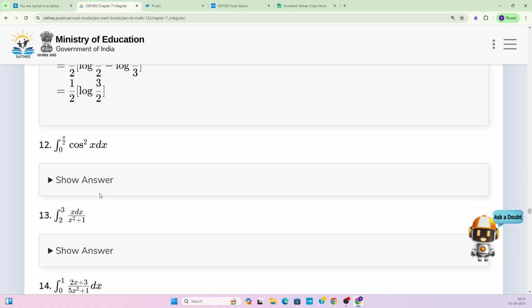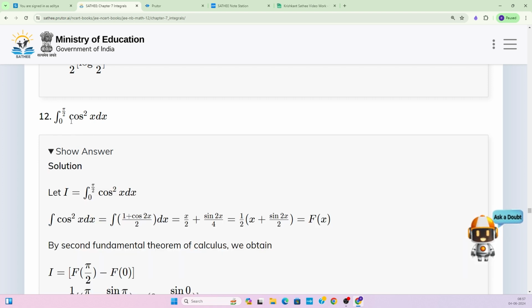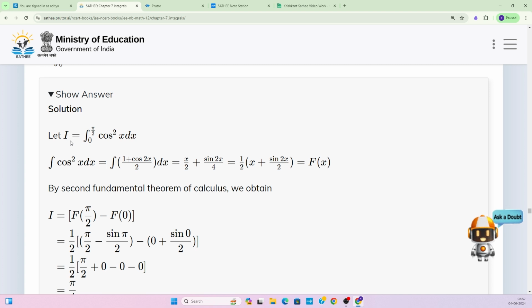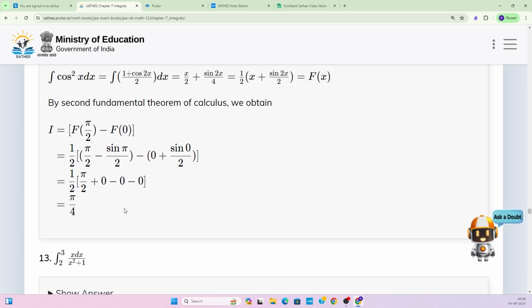Now 12th problem, definite integral from 0 to pi by 2 of cos square x dx will be, as you can see, first of all, the indefinite integral of cos square x dx can be reduced to (1 plus cos 2x) by 2 dx. This means x by 2 plus sine 2x by 4, which is equal to half of (x plus sine 2x by 2). This will be your capital F(x). This means F(pi by 2) minus F(0) will give you half times pi by 2 plus 0 minus 0 minus 0. This means pi by 4 will be your final answer.